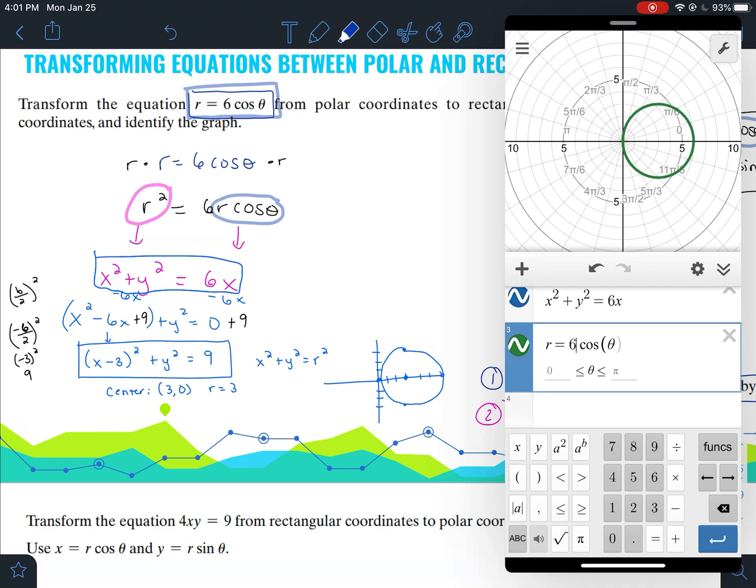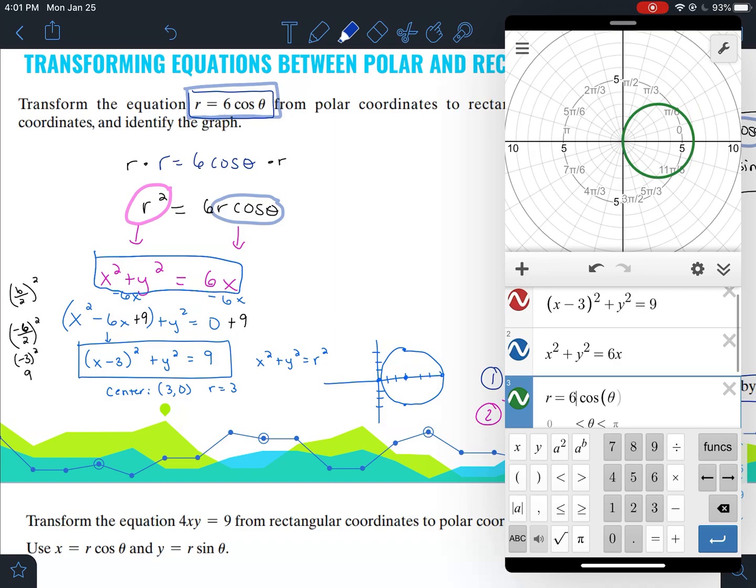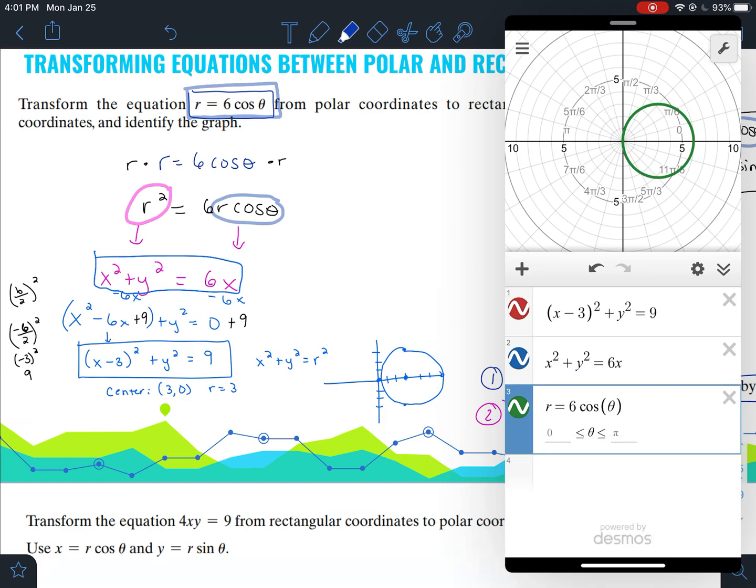So r equals 6 cosine theta is the same as (x minus 3) squared plus y squared equals 9, or x squared plus y squared equals 6x. If I take the blue graph and the red graph off, notice I have the green graph, or if I take the green graph and put it on, it sits over all of the other graphs. So they're all the same, whether you're in rectangular or polar.